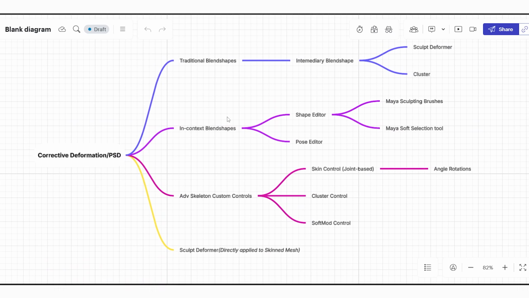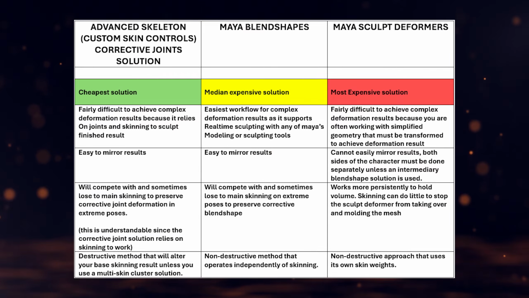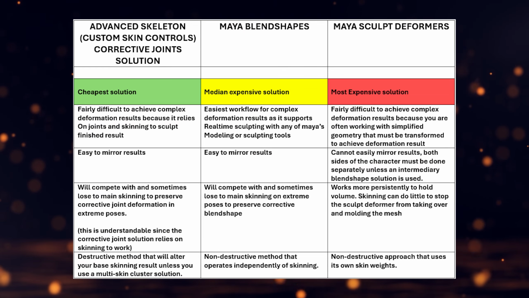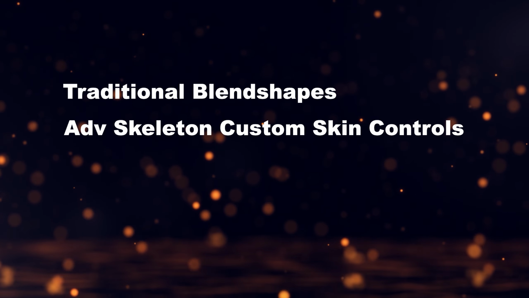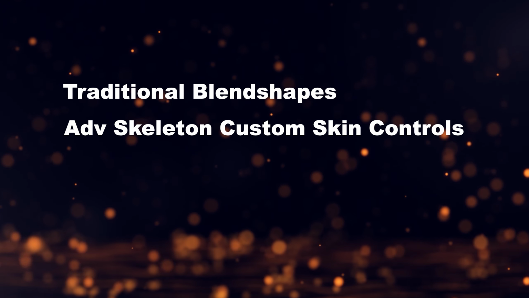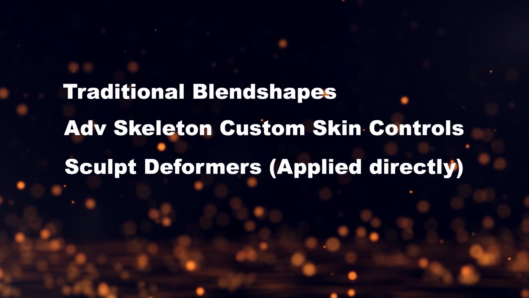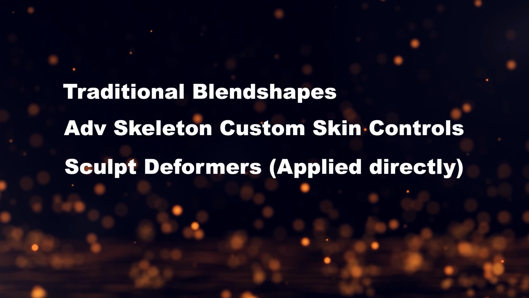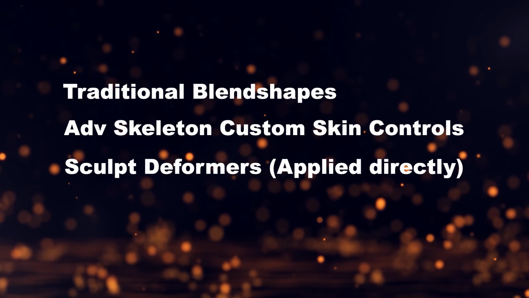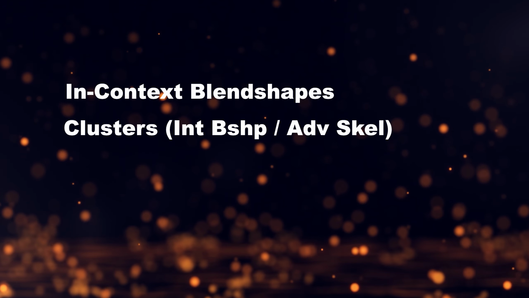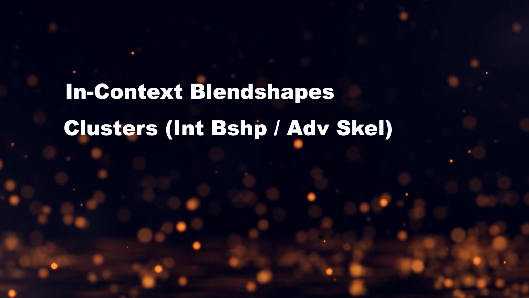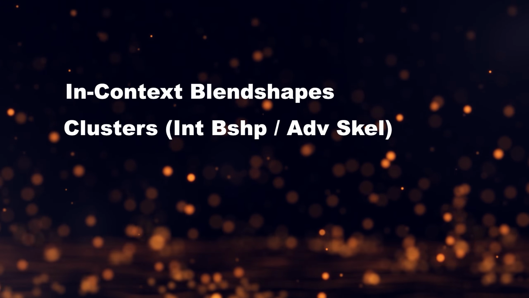Let's look at what this solutions diagram inherited from my previously introduced corrective deformation table. Traditional blend shapes, advanced skeletons joint-based skin controls, and sculpt deformers, which I originally planned to utilize directly on my skin mesh. Now let's take a look at the newly added solutions I've included. In-context blend shapes, clusters by way of an intermediary blend shape or by way of advanced skeletons custom cluster control.